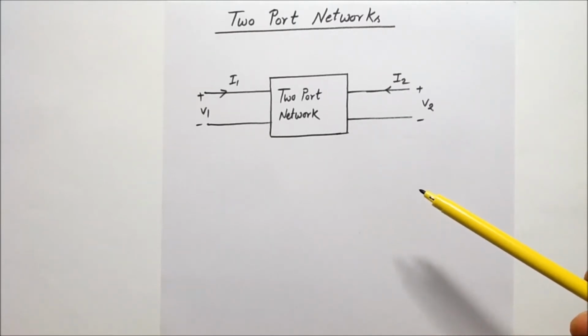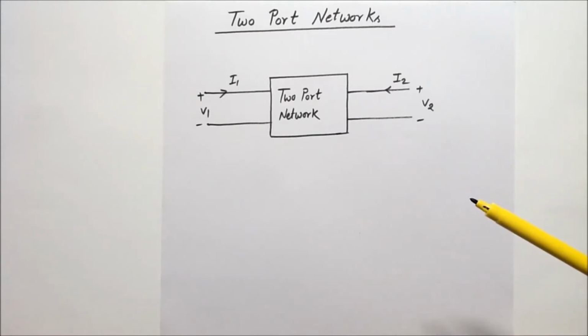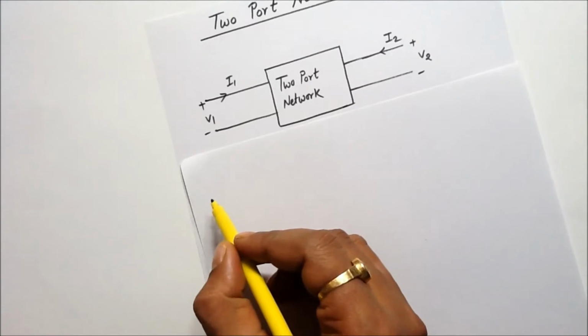6 possible combinations means 6 types of parameters are present in two-port networks. Let us see.